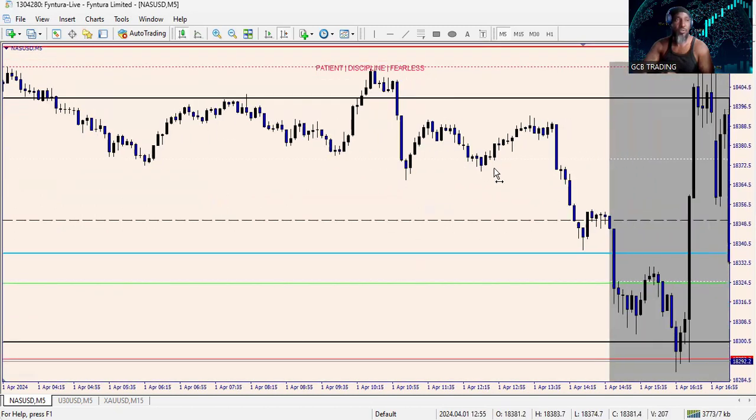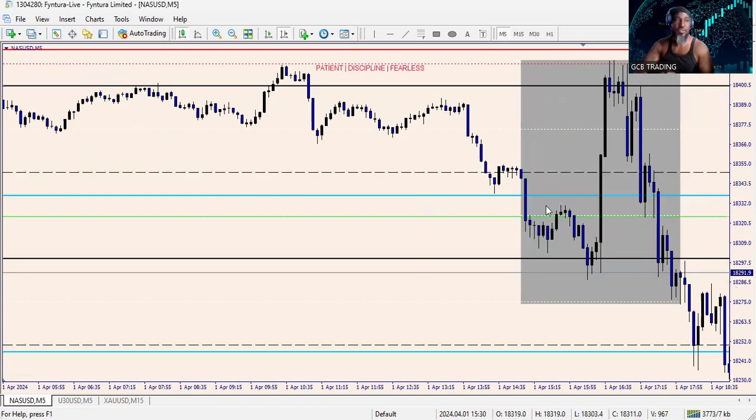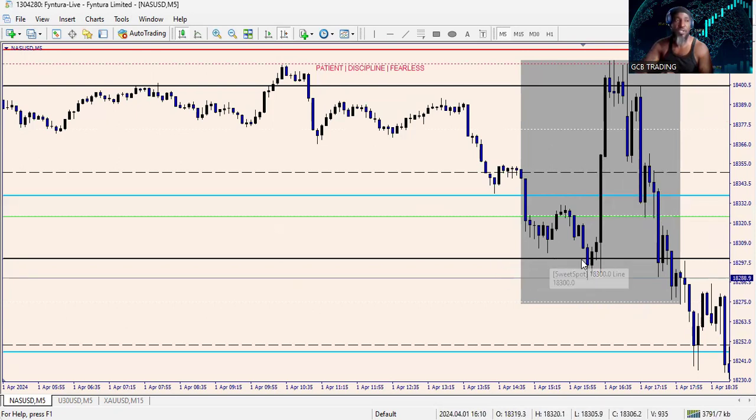Now, going into our New York session, you can see that price dumped down inside of our 100 pip box, giving us a nice rejection off of the 00 level. There was an opportunity for a long, based off of just trading off of the 100 pip box. Price gave you 3 pushes right down to the 00.